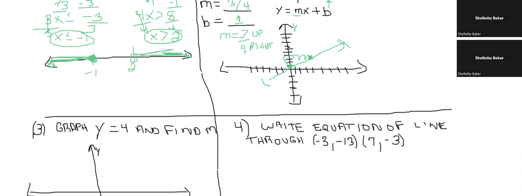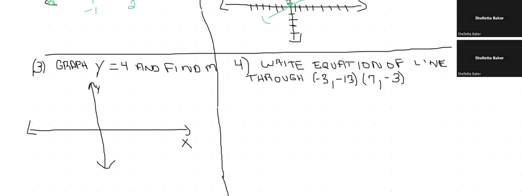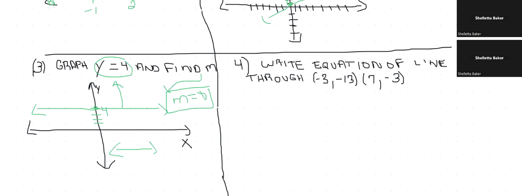Now for number 3, we want to graph this equation, y equals 4, and then we're going to find the slope. So to graph this equation of y equals 4 on our y-axis, we'll go up to 4, plot that point, and then graph that horizontal line that cuts through the y-axis. This is the graph of y equals 4. Now the slope of this line is going to be 0. We should remember from our notes that the slope of any horizontal line is equal to 0. So our slope for this line is going to be 0.